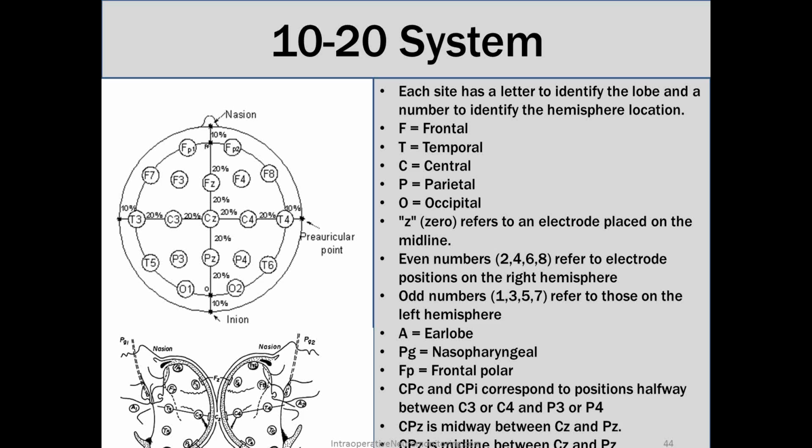When we look at the other numbers, the even numbers refer to the electrode position on the right side of the head. The odd numbers are on the left. If we see an A, that can mean an earlobe or auricular. A PG is a nasopharyngeal. An FP is a frontal polar. Sometimes we see CPC or CPI instead of CP3 or CP4. It's an easier way to discuss topics. We'll call it, the small c is contralateral, the small i is ipsilateral.